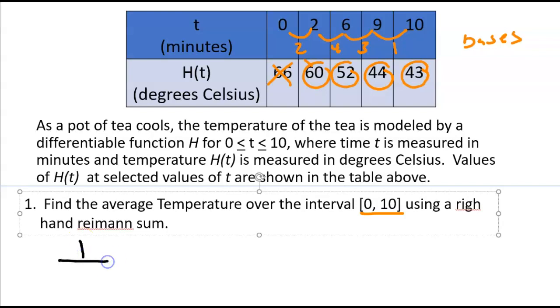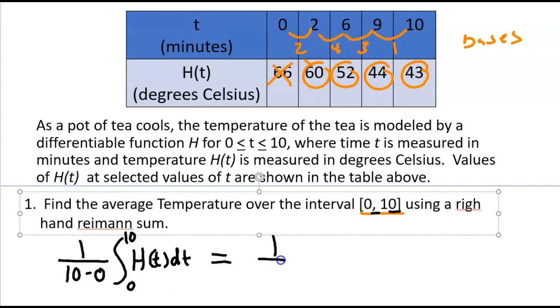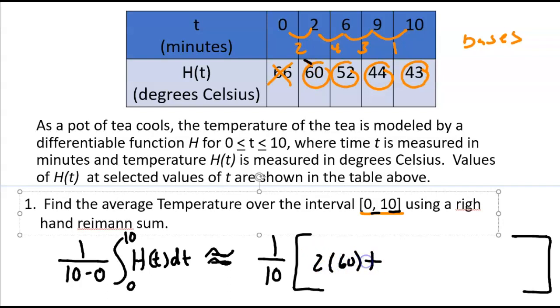Here's how we find the average, right? It's 1 over b minus a times the integral of h on the interval from a to b, right? Now, that equals 1 over 10. And then the integral, we're going to estimate the integral, so I should put wiggly lines here, by doing a right-handed Riemann sum. So that's base times height, base times height, base times height, base times height.